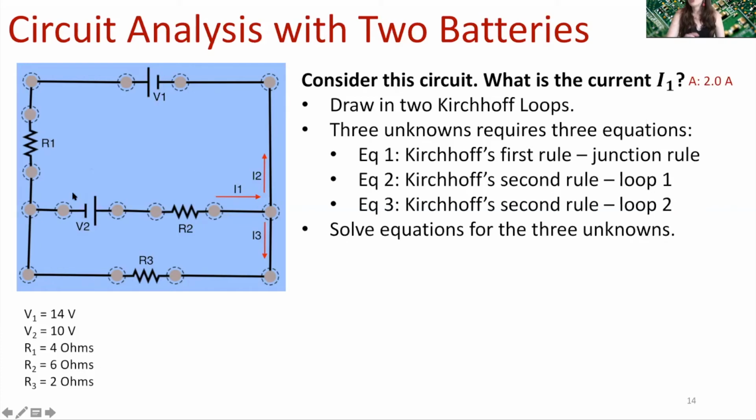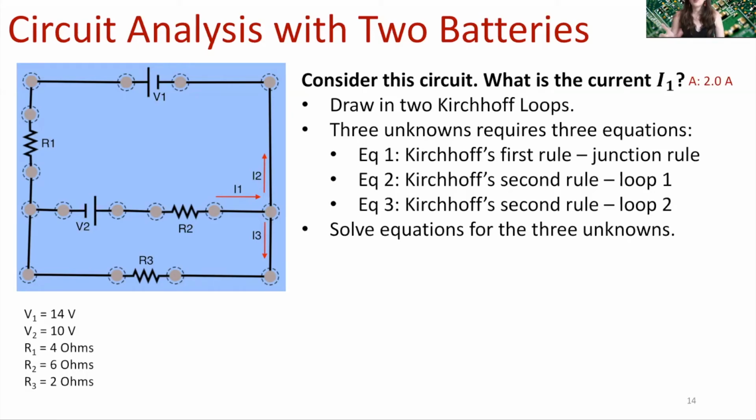And then I've chosen a particular direction for the current, which I'm telling you. I'm going to call current I1 that's running through this branch right here. And when it reaches this junction, I'm going to call I2 the current that runs off in this direction, I3 the current that runs off in this direction. So again, we're going to find three equations. We've got three unknowns, which are the three currents.